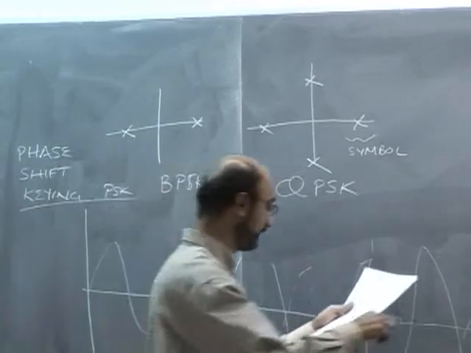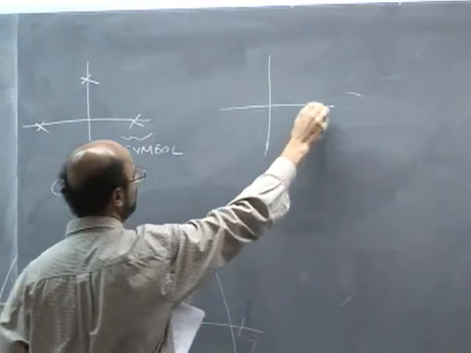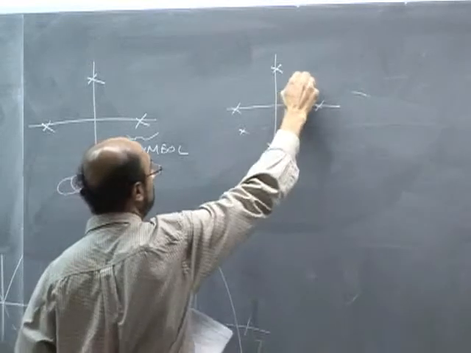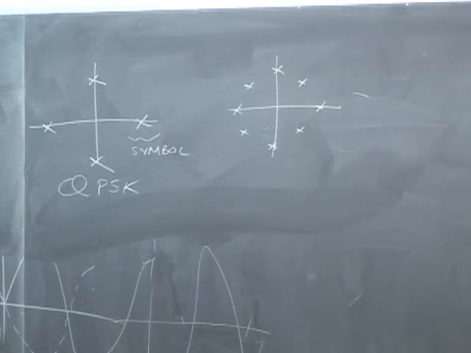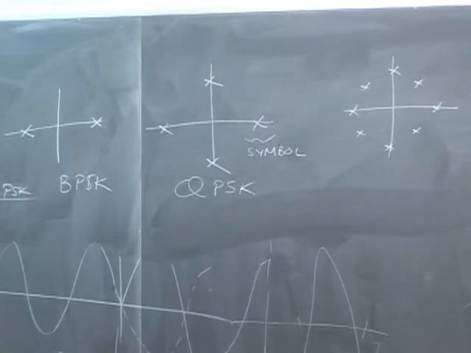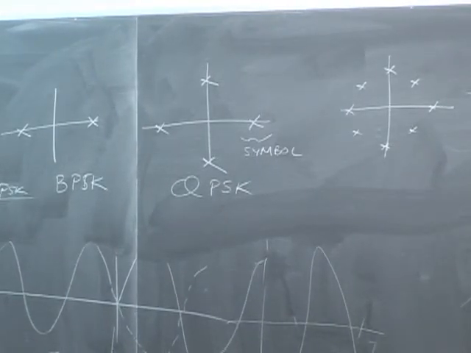I can do 8 even, so I can do 1, 2, 3, 4. So now it looks like some stars in the sky. That's why it's called a constellation. It looks like some constellation of stars. And now I'm getting 3 bits per symbol. So that looks good. But I can do better than that.